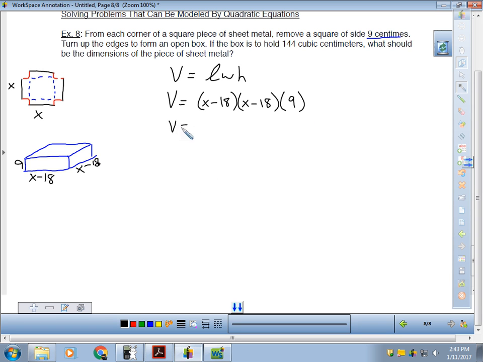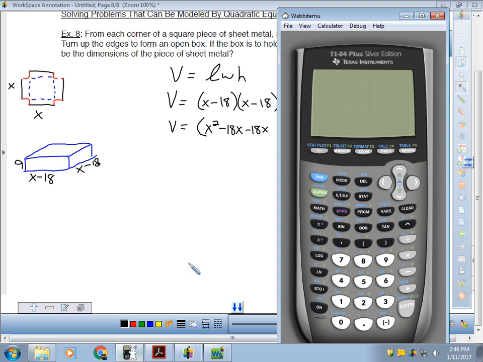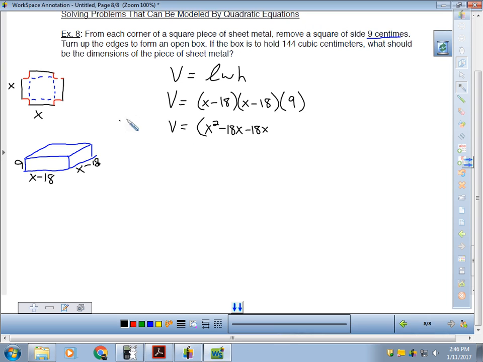And so if we clean that up, x times x is x squared. Negative 18 times x is negative 18x. X times negative 18 is also negative 18x. Negative 18 times negative 18, I don't know what that is, but I'm going to find it really quickly. 18 squared is 324.